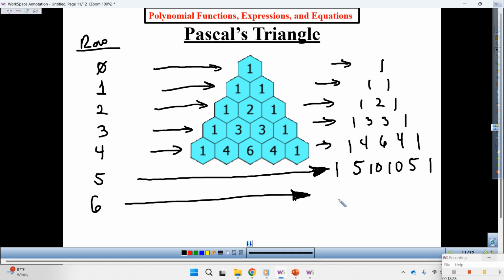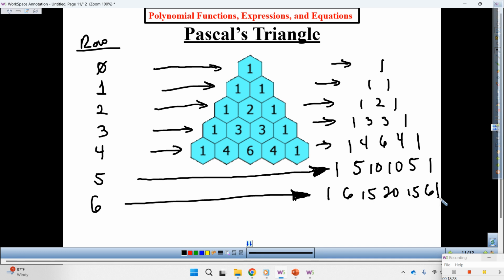Mario, go. 1. Hands, have you got that? Okay, we got it, right? All right. And so on and so forth. Okay? That's how you construct a Pascal triangle.